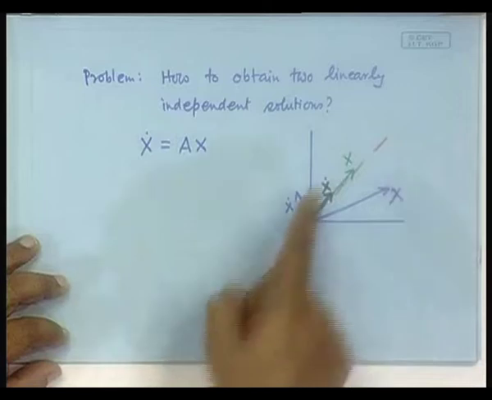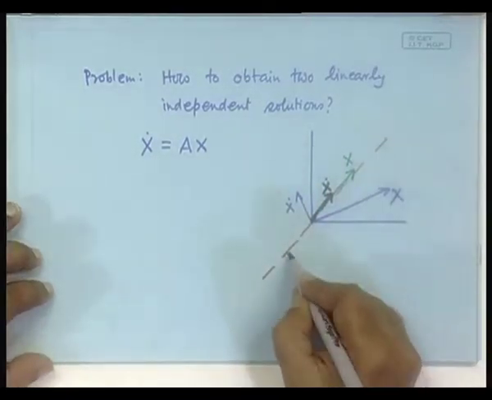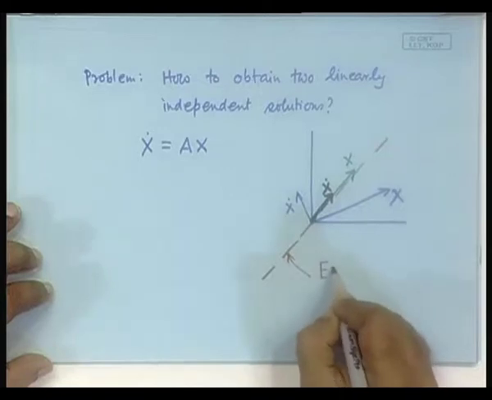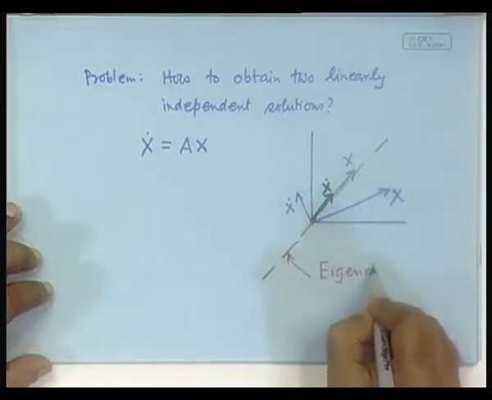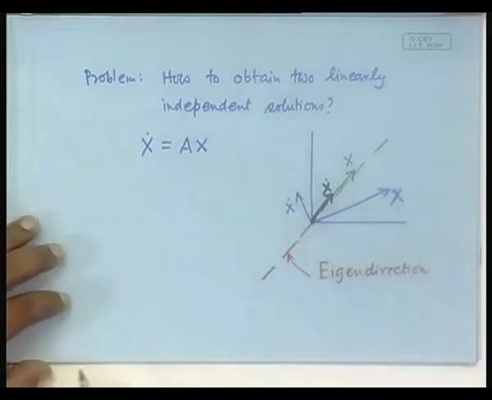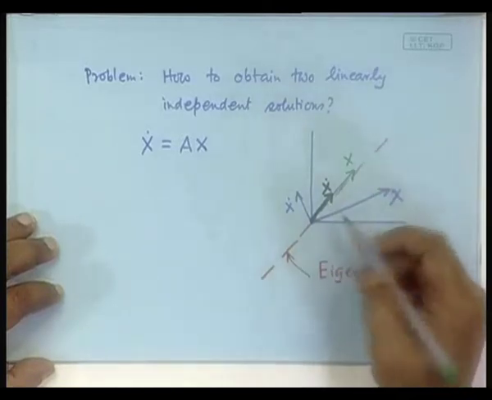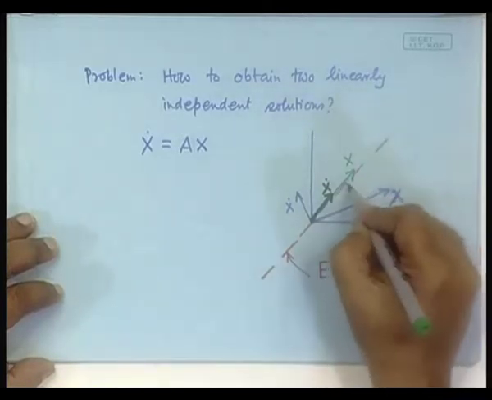This direction is called an eigen direction. So, these directions are called eigen directions, and any vector along an eigen direction is an eigenvector.